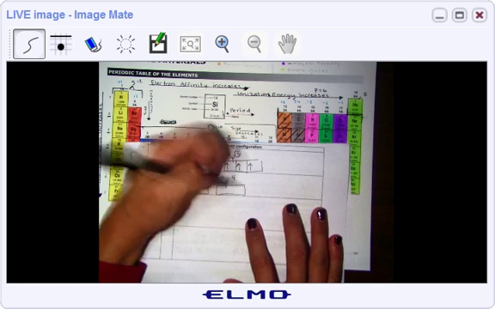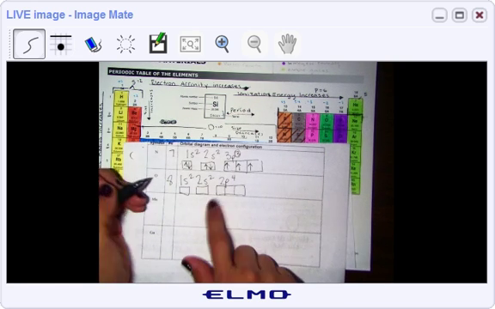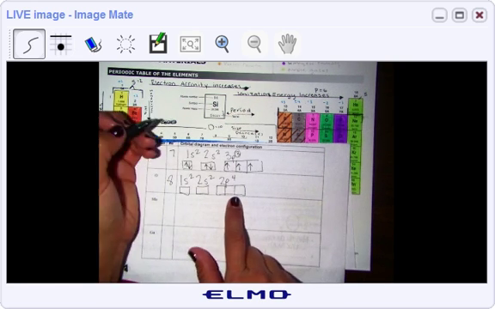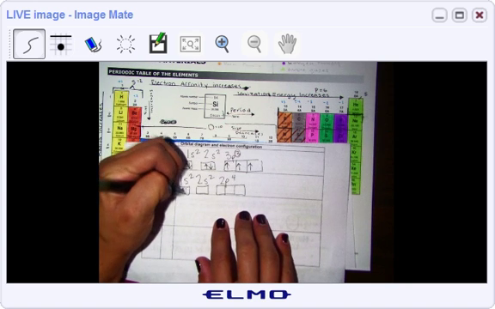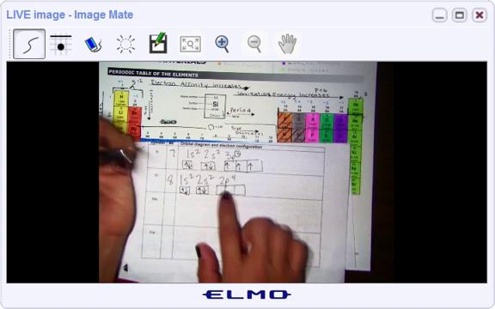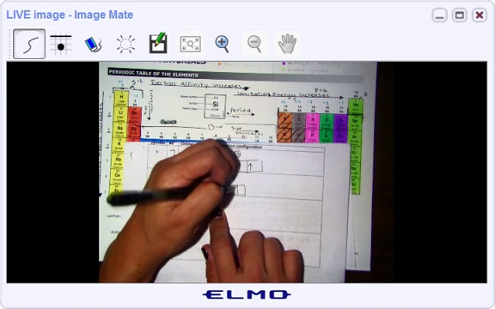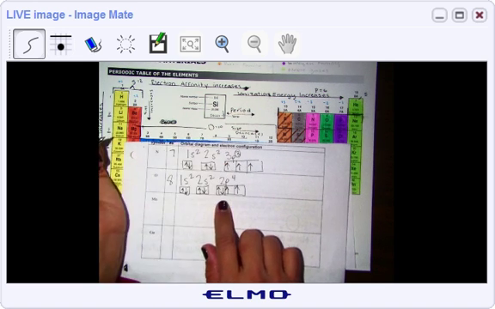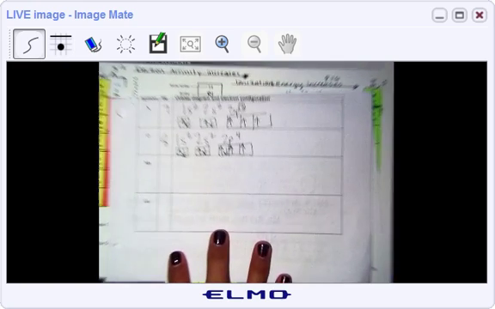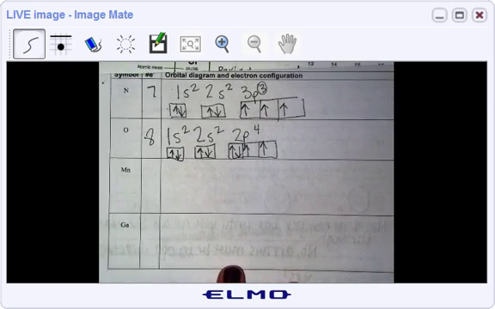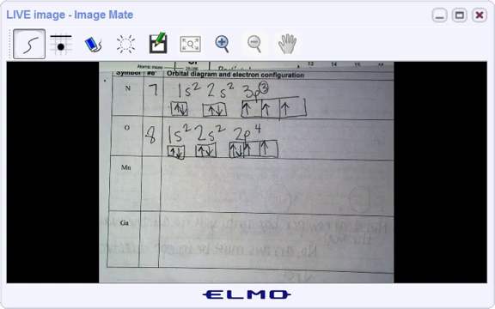Again, P's can hold a maximum of 6, therefore you need 3 boxes because it's 2 arrows per box. So my S is filled, but for my P box, only 4 filled. 1, 2, 3, 4. And that's the orbital diagram. I'm going to pause it there. You go ahead and try the other two on your own.